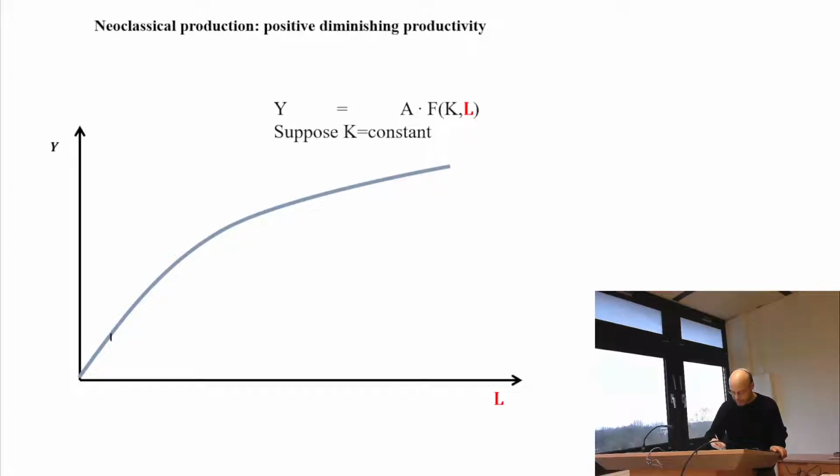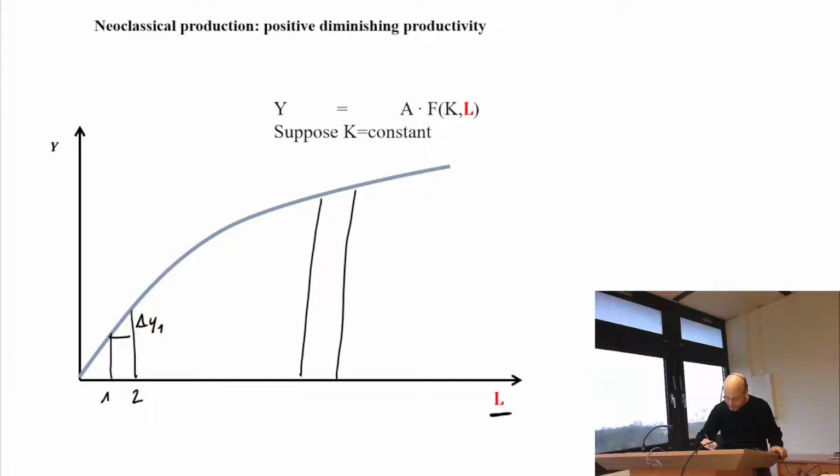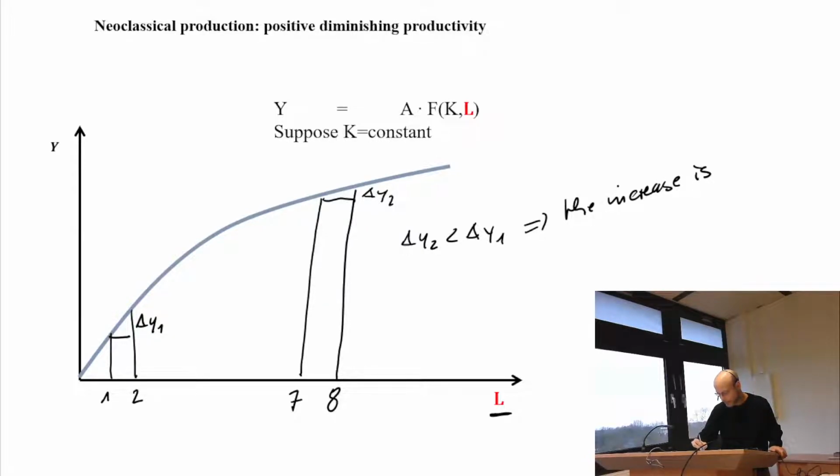Because here you then just see, let's increase from 1 to 2 the input of L, of labor. Then this would be delta y1, your increase. And then you have this right-banded shape, because why? We want to have that the increase is decreasing. And let's say here we are going from 7 to 8. The 8th guy is hired, and then of course the increase is less. So delta y2 is smaller than delta y1. So this means then the increase is decreasing.